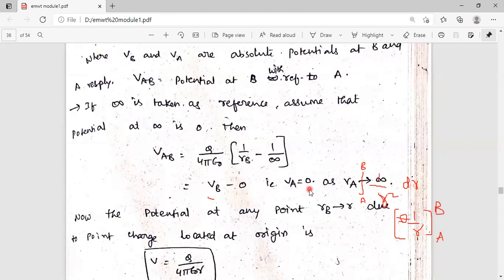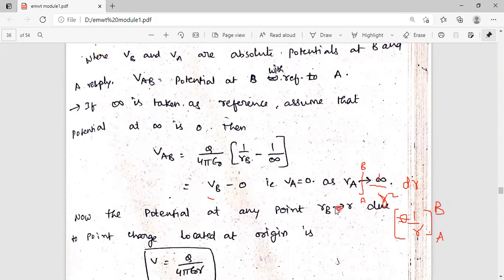Now I am using the term reference point. Okay, we are moving it from infinite distance to, say, point B. Now that infinity point is considered as a reference point. What is the potential at the reference point now? 0. So that means you are moving the charge from a reference point, and at that reference point, what is the potential? 0. The initial value of potential is 0. From there, you are moving the charge to another point B. Okay, now treat this B as any general point.